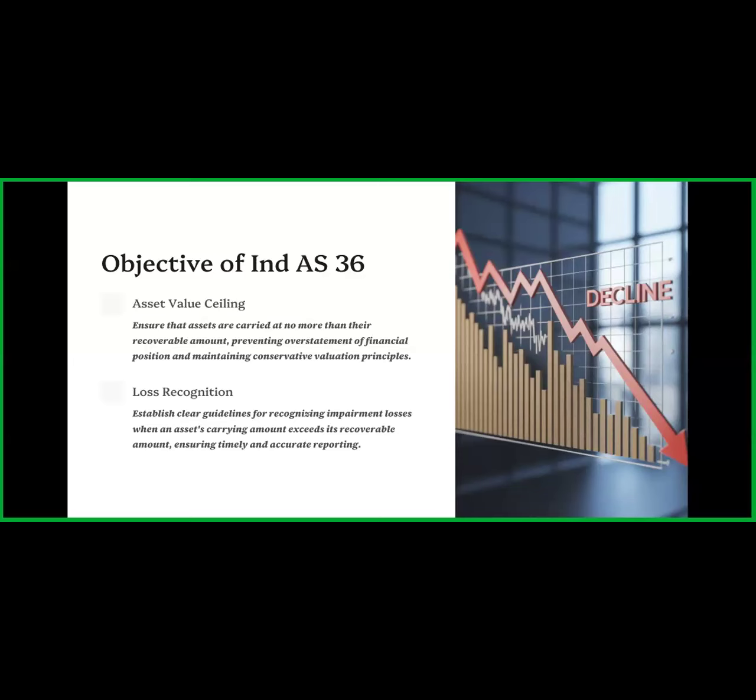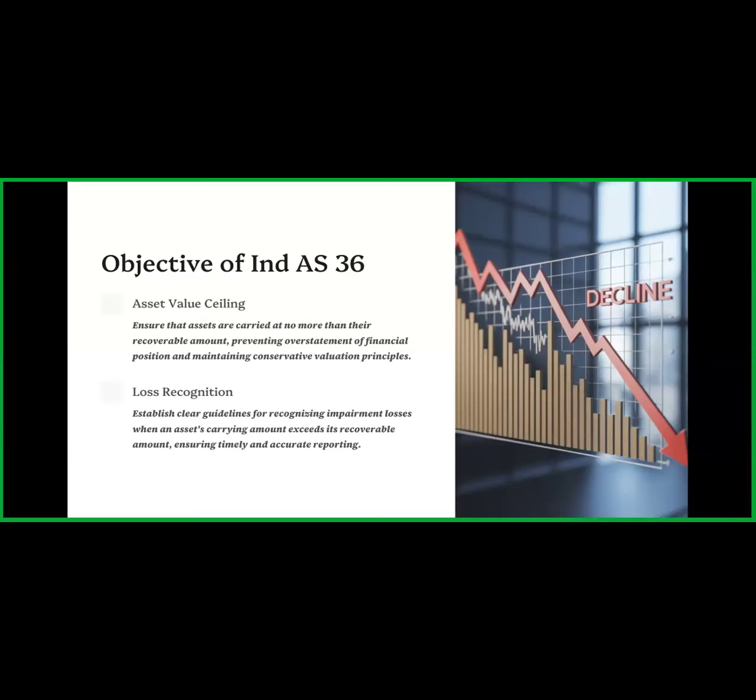That establishes the clear guidelines for recognizing impairment losses when an asset's carrying amount exceeds its recoverable amount. That 2 lakh rupees, I told you that 6 lakhs minus 4 lakhs is your impairment loss. Okay, and that impairment loss we consider as a loss to the company. So that ensures timely and accurate reporting.